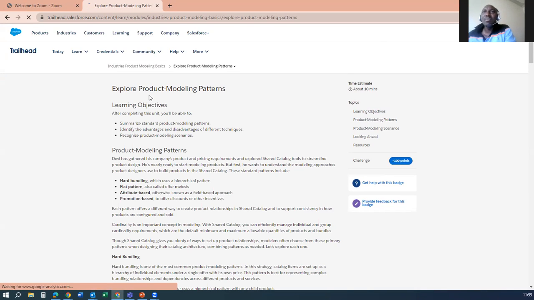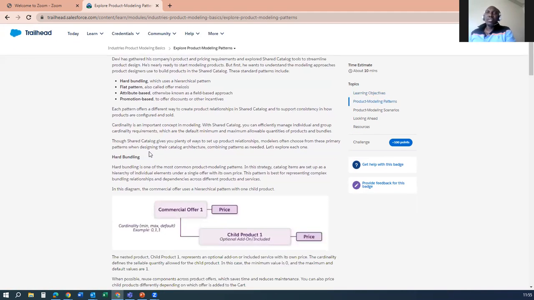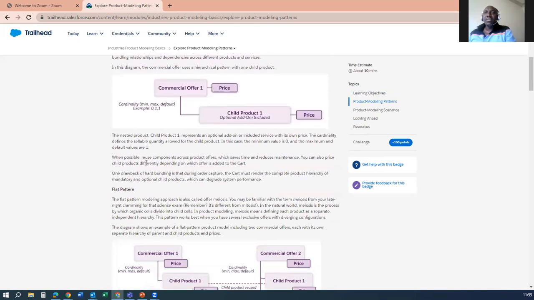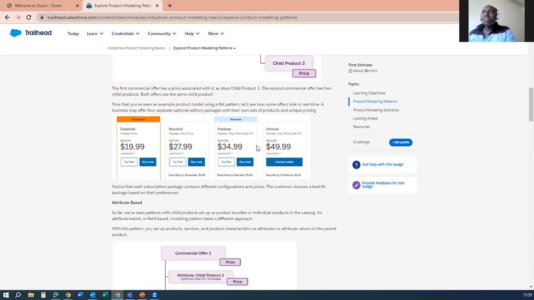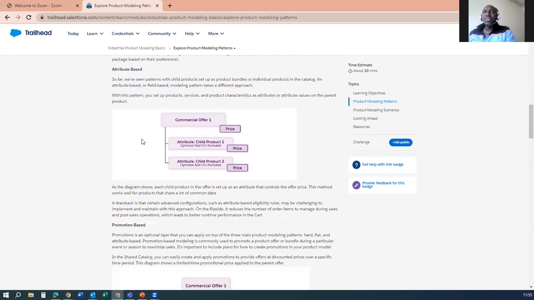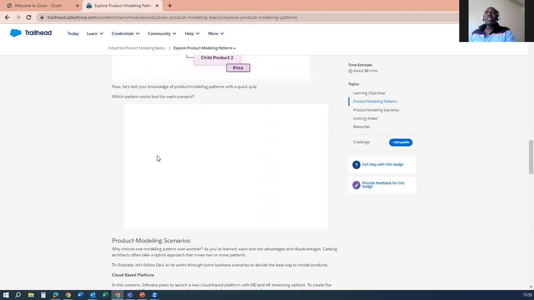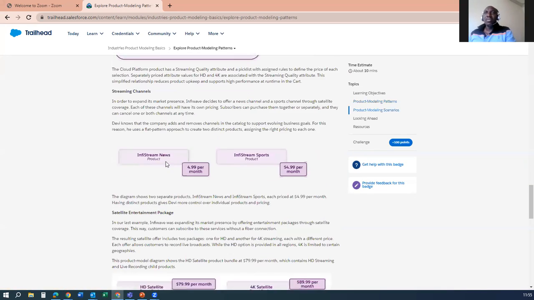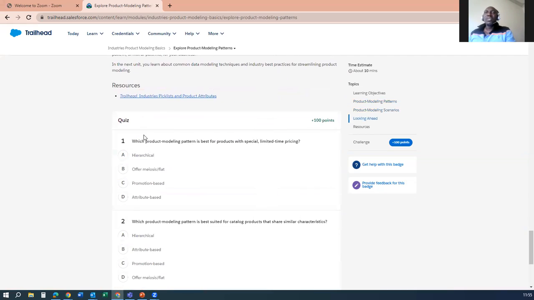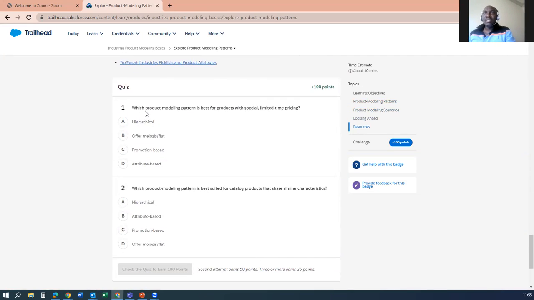The next unit is Explore Product Modeling and Patterns. The learning objectives are these 3. You read through the learning objectives and then also read through the notes. Add bundling. We have a lot of important information here. We have the prices here. Reading through all this will give you all the information that you need to pass the quiz below, and even more information. They have only 2 quizzes.